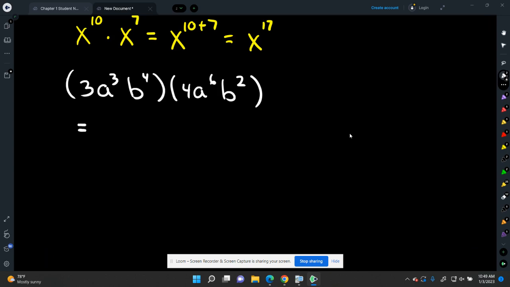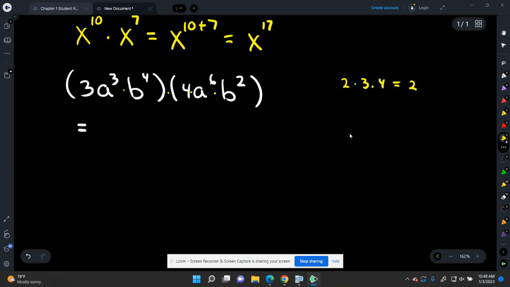So what I'm going to do, this is all multiplication. 3 times a to the 3rd times b to the 4th times 4 times a to the 6th times b to the 2nd. Remember, the order that we multiply does not matter, right? If I had 2 times 3 times 4, that's the same thing as 2 times 4 times 3, or 3 times 2 times 4. It's all the same. Doesn't matter what order we multiply.